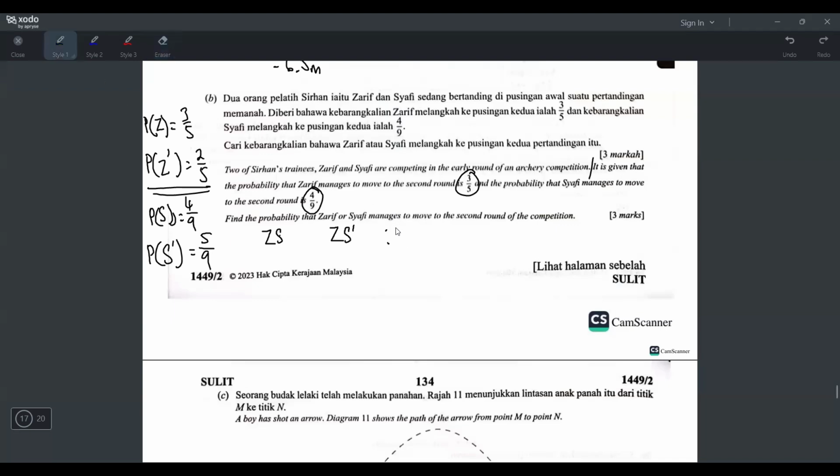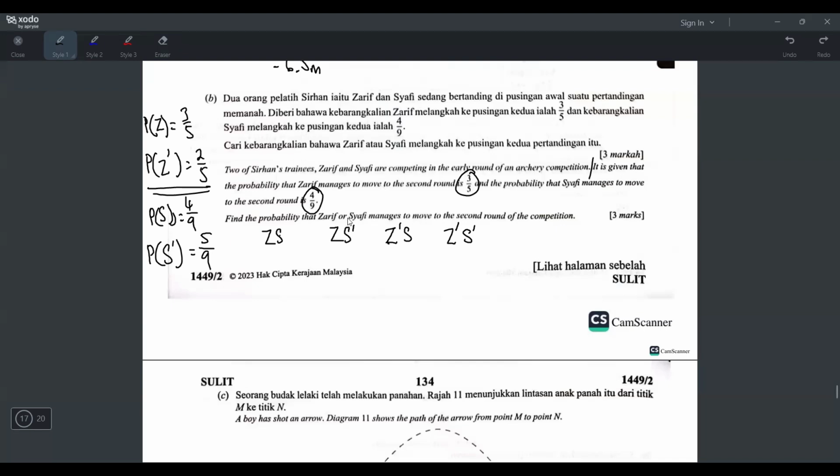This one it should be Zarif not qualify, Shafi qualify. Or both not qualify. So Zarif not qualify, Shafi also not qualify like this. So this is all the possibilities. These are all the possibilities that exist. So now we see what the question wants.